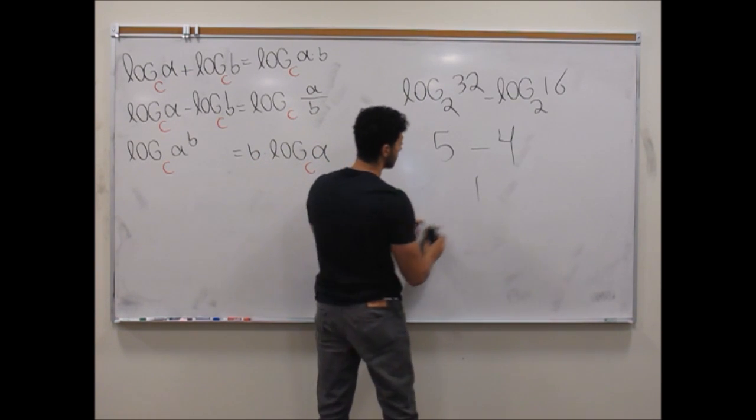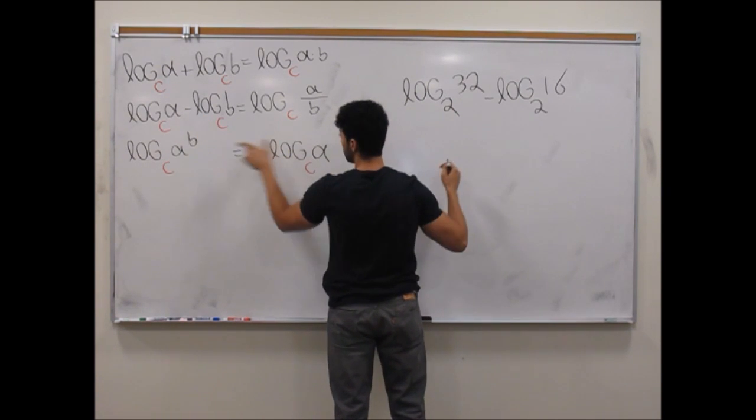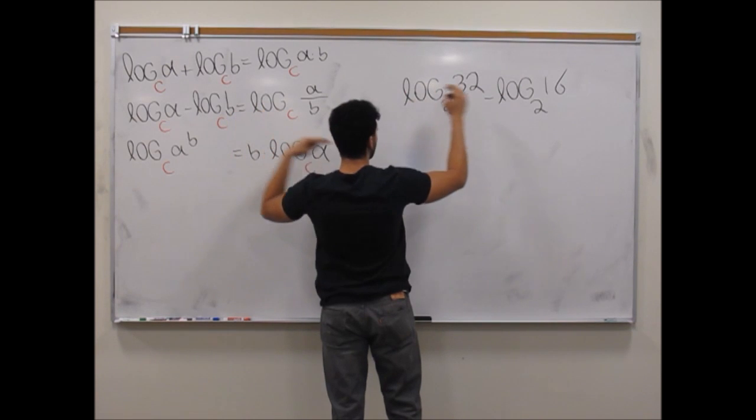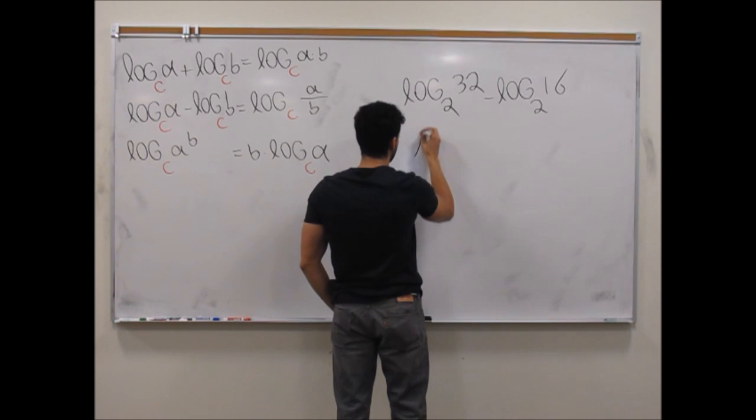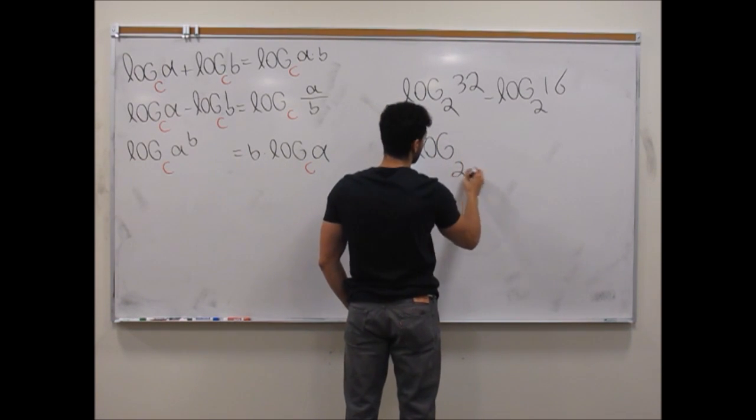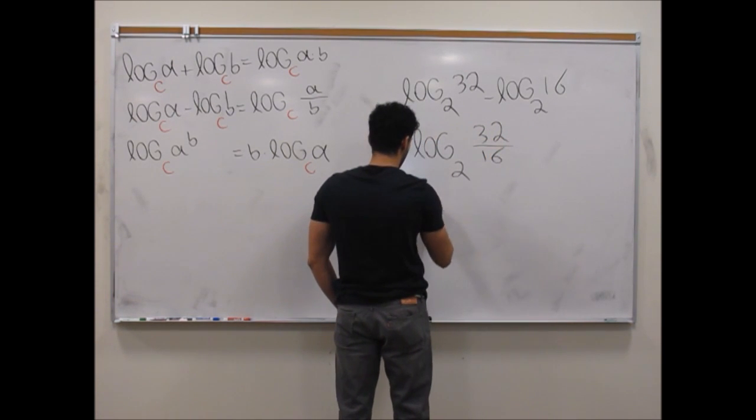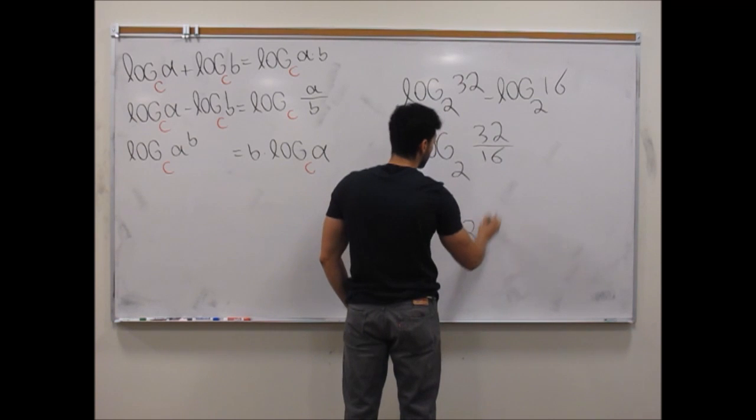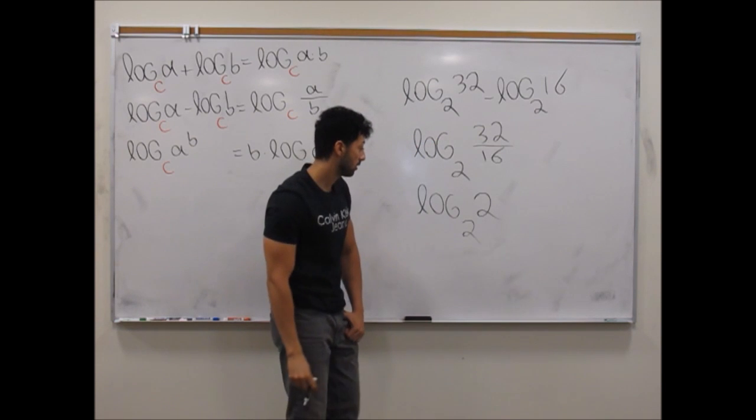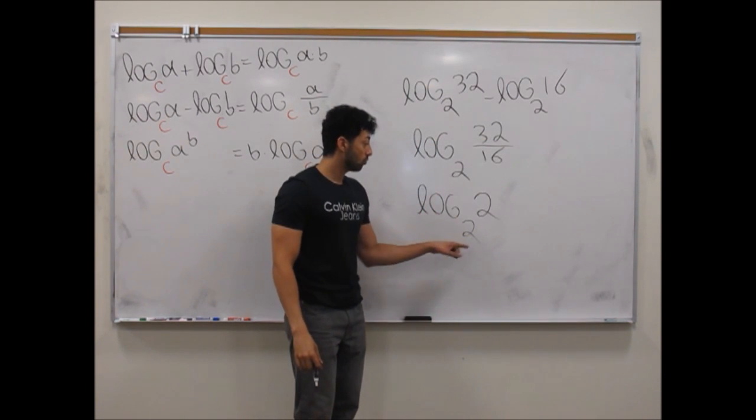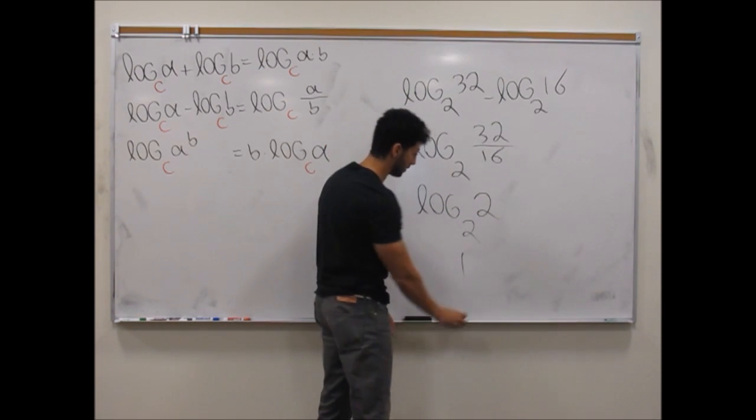So now if we want to do it with the log properties, notice it's the second one, subtraction is happening, and we have the same base. So what we're going to do with the insides of the logs is divide them, starting from the first one. So I'm going to get log base 2 of 32 divided by 16. 32 divided by 16 is 2. What this is saying is 2 to what power is 2, which is 1. So we end up getting the same answer again.